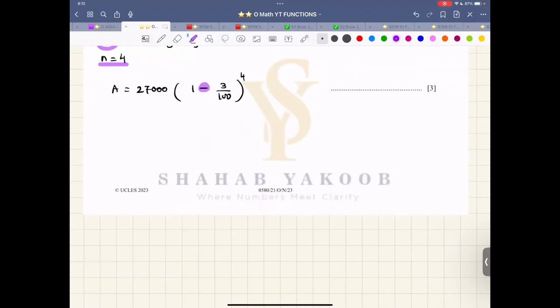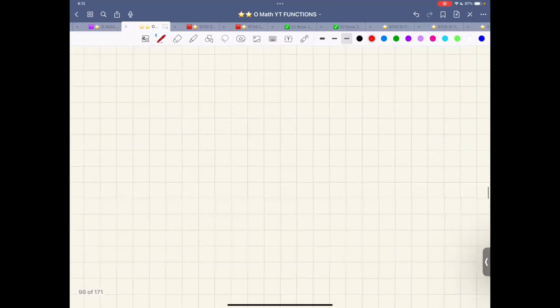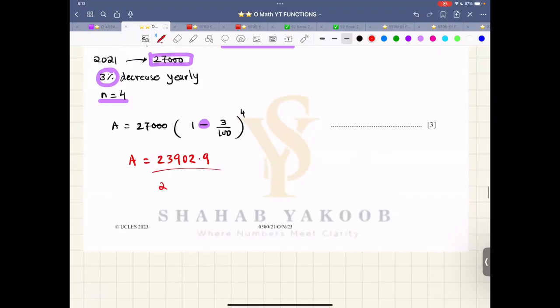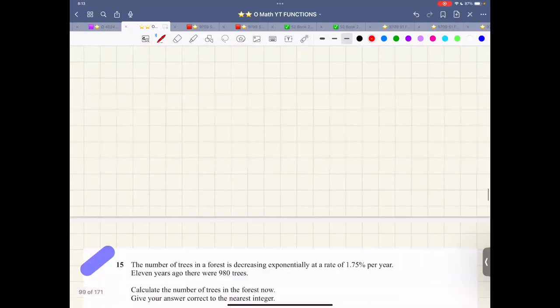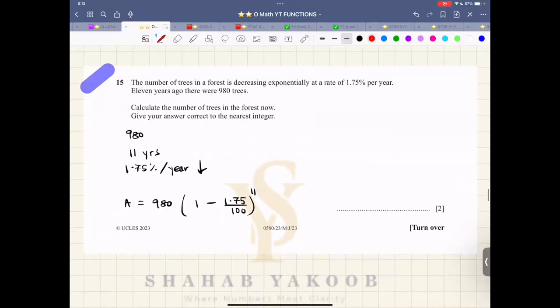So this is 0.97 raised to the power of 4 into 27,000. This is coming out to be the value of A. A is coming out to be 23902.9. Now, they might have rounded it up. Some people rounded down also, so that's not a big issue. 23903. So that is the rounded off value. All good, all clear. And I think this looks like the last question to me.